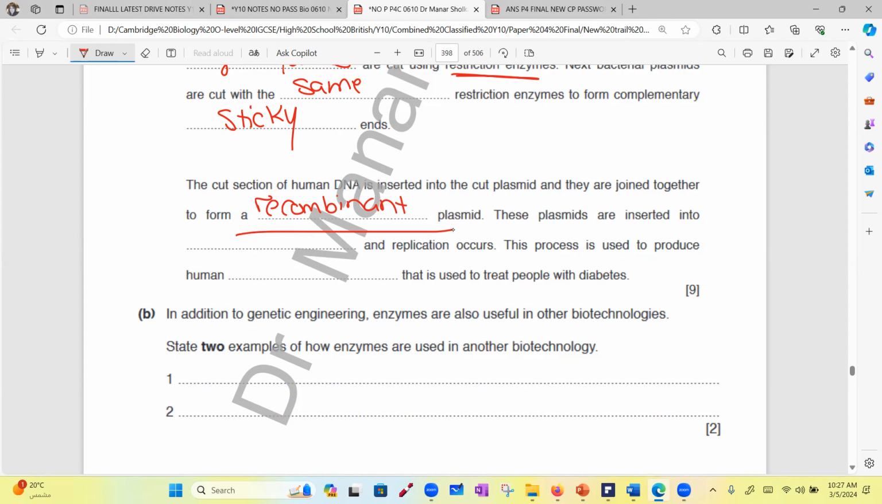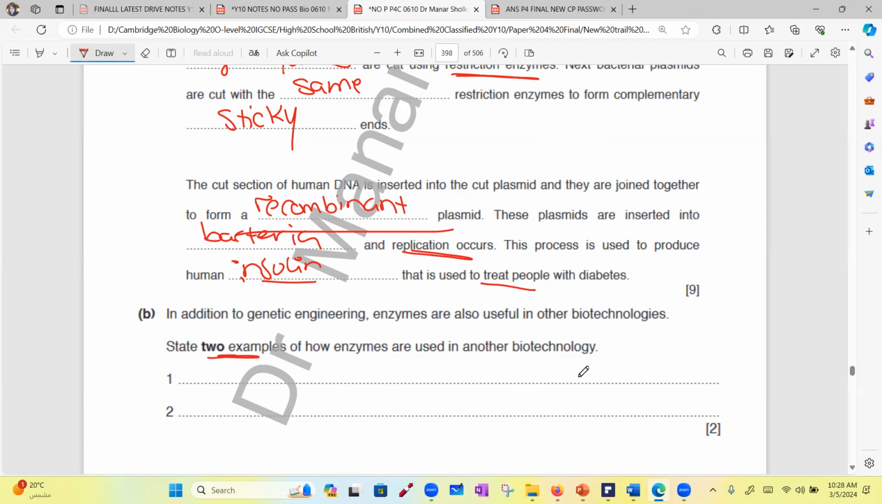These plasmids are inserted into, excuse me? They're inserted into what? Into another bacteria, yes. Okay. Remember that we use two bacteria. One, we get the plasmid from one, and then when we create the recombinant DNA, we put it in another bacteria. So it's going to be inserted into another bacteria, and replication occurs. The process is used to produce human insulin. Very good. This is the typical example that is mentioned in your syllabus that is used to treat people with diabetes.